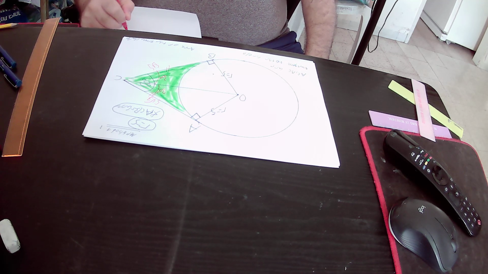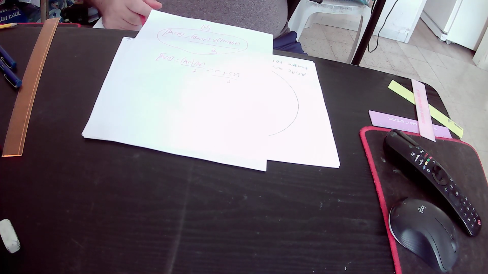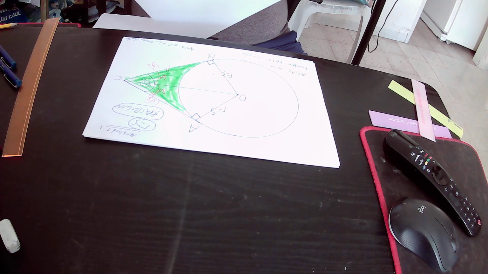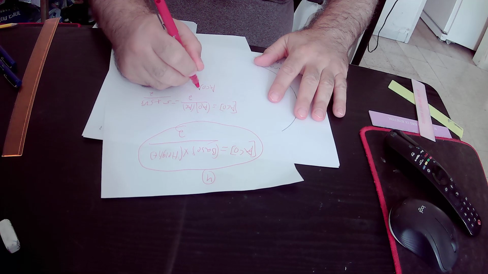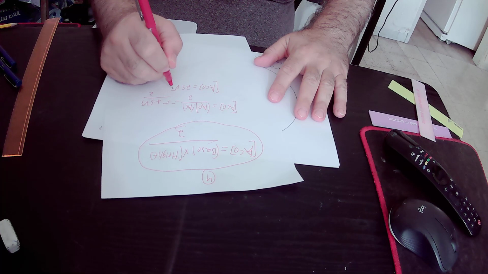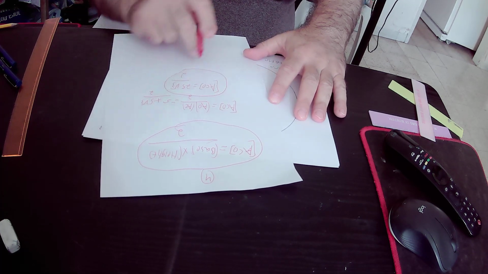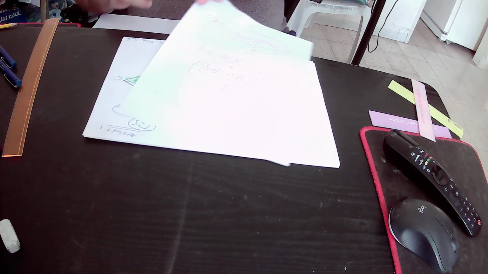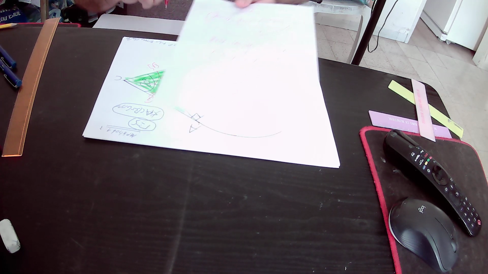Over 2. So in total we got that the area of triangle ACO equals 5 times 5 times root 3 over 2 square units. So 5 times 5 is 25, so I'll write it now, that the area of triangle ACO equals 25 times root 3 over 2 square units. Okay, again, the area of triangle ACO equals 25 times root 3 over 2 square units.